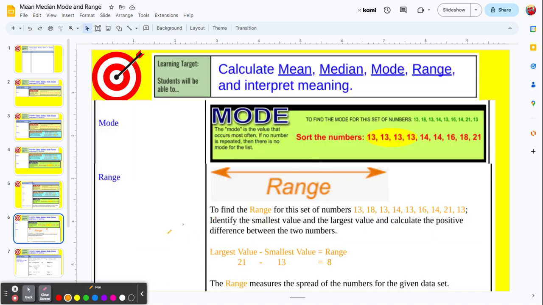Finally, the range, it measures the spread of the data set. So how far apart are the numbers from the smallest to the largest? So we simply take the largest value and then subtract the smallest value from it to get the positive difference. So in this example here, our range is 8. So it's a pretty tight spread for this data set. From the smallest to largest is only 8 values apart.